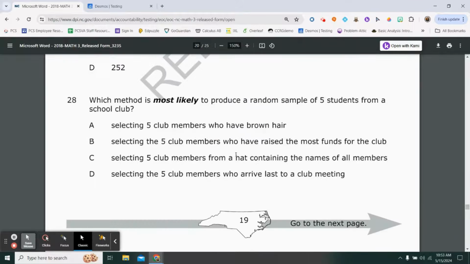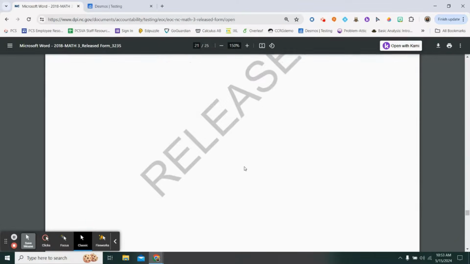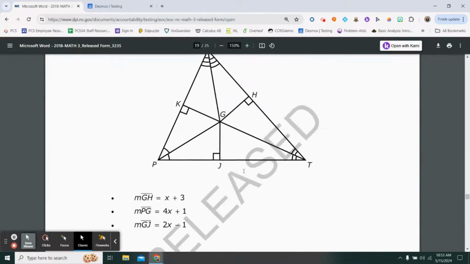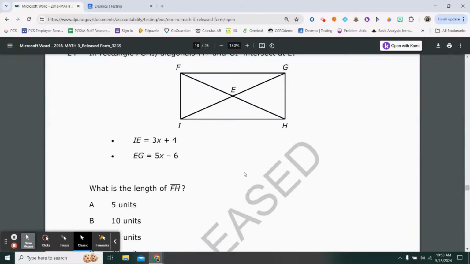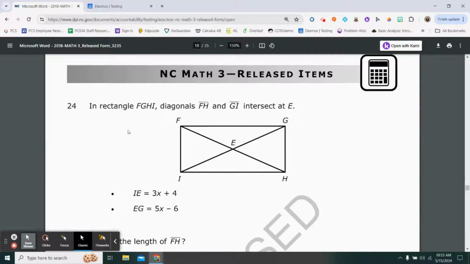All right. Now, I just want to talk one more time about how to solve an equation given a problem in Desmos. If I'm looking at this problem about the diagonals of a rectangle, I do have to know some math here because I have to know that diagonals are equal to each other. So like FH here is equal to GI. They give me IE as 3x plus 4. They give me that EG, this piece, is 5x minus 6.